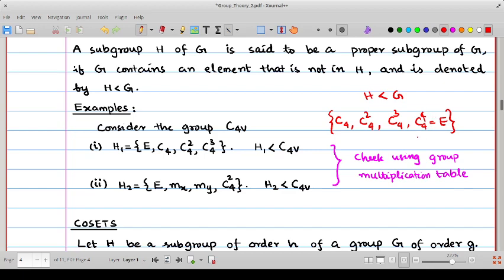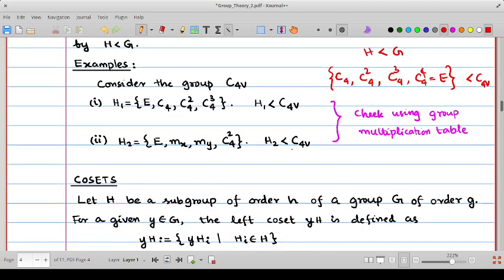Now, these elements are a subset of the elements of the group C4V, and they form a group on their own, and therefore this is a subgroup of C4V. Now C4V contains other elements mx, my, sigma u, sigma v, etc. And therefore this is a proper subgroup of C4V. So we use the symbol H and call it H1. Then H1 is a proper subgroup of C4V.